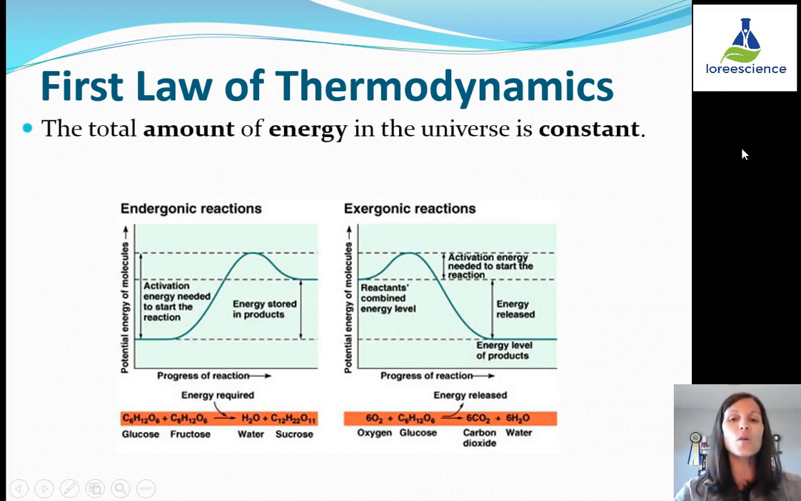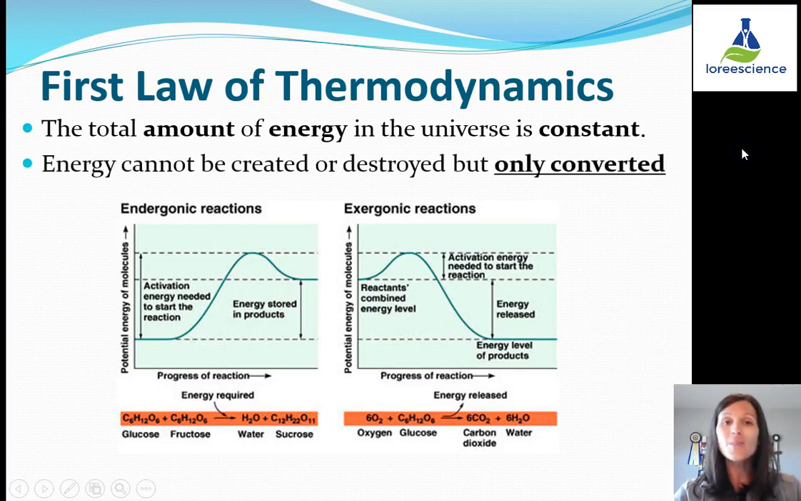Now this states that the total amount of energy in the universe is constant, meaning that we can't create or destroy any energy. We can only convert it. So any energies that we're talking about, especially when we talk about endergonic or exergonic reactions, or the gaining or release of energy, that energy had to come from somewhere or is going somewhere.